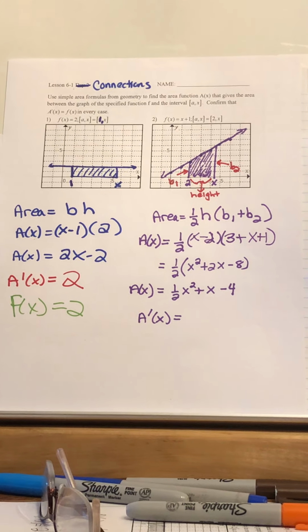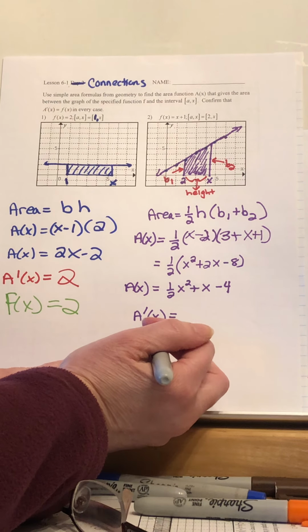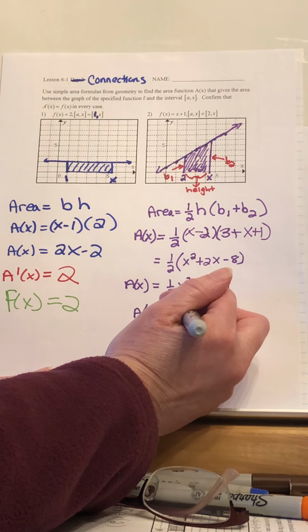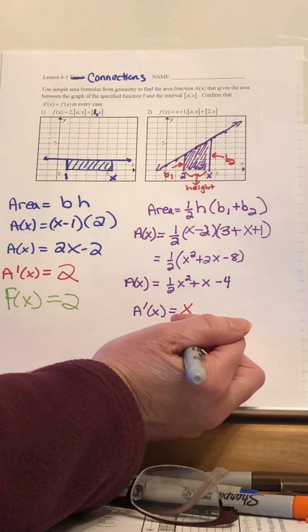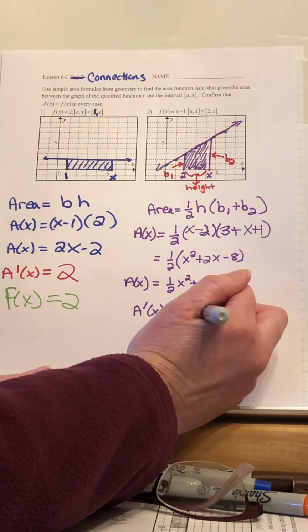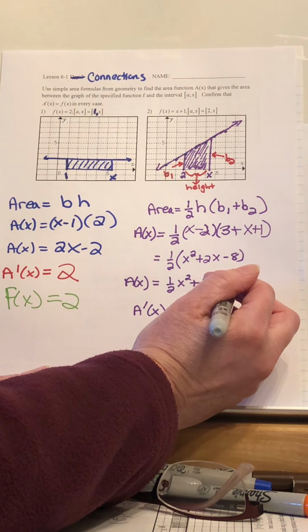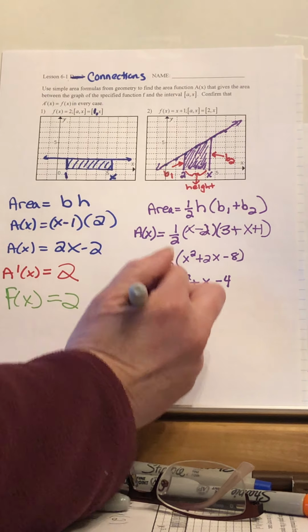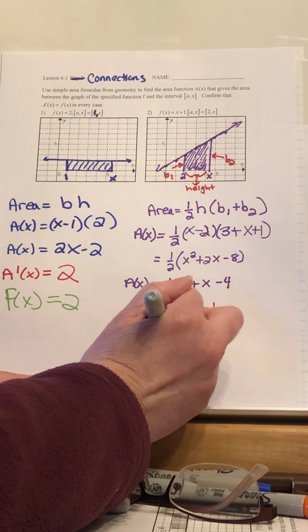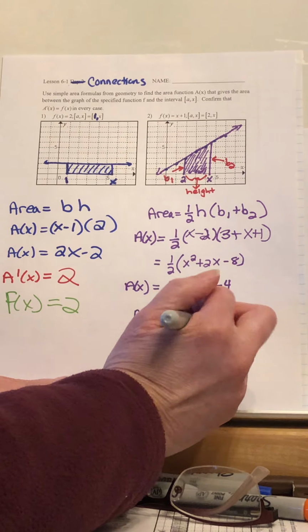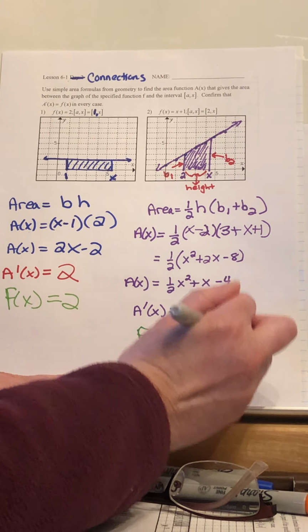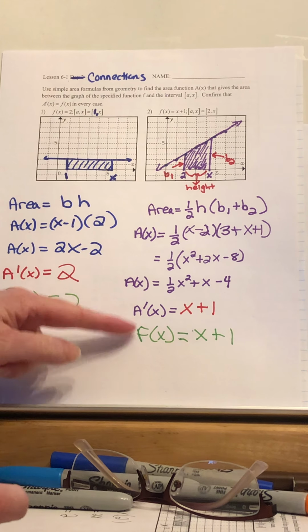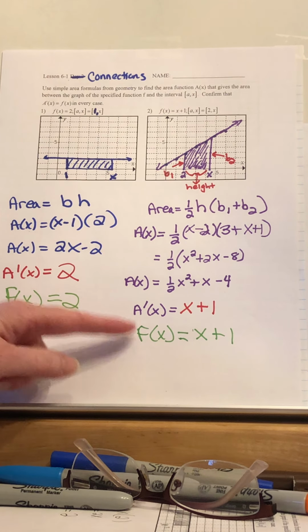Then the neat connection: the derivative of the area function. Take the derivative, 1/2 x squared becomes just x. The derivative of x is 1. The derivative of a constant is 0. So note, where have we seen that before? Well, what is f of x? f of x is x plus 1. So the derivative of the area function gave me back the function itself.